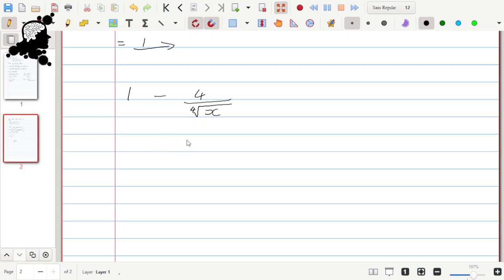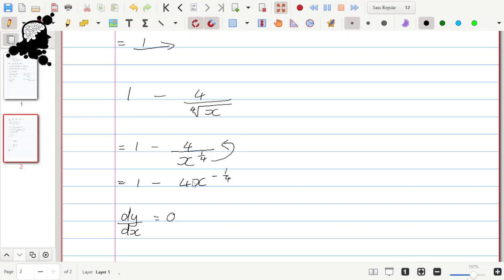Now, when you're given a question like this, the first thing that you need to make sure of, as I've mentioned earlier, is that you express your surds in exponential form. We need to remember the laws of exponents. This is going to be 1 minus 4 over x to the power 1 over 4. If you can remember from your laws of exponents, we could take this to the top. So we're going to have 1 minus 4x to the power negative 1 over 4. Now, for us to find the derivative here, we will say, what is the derivative of 1? Well, 1 is a constant, so the derivative is 0.